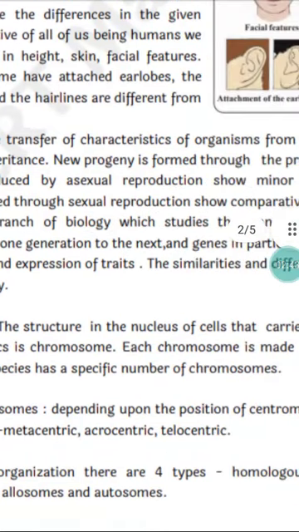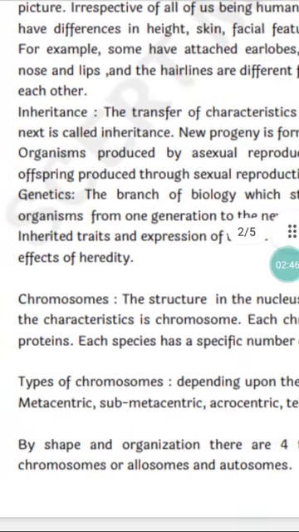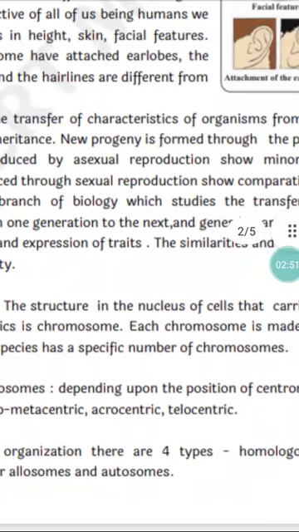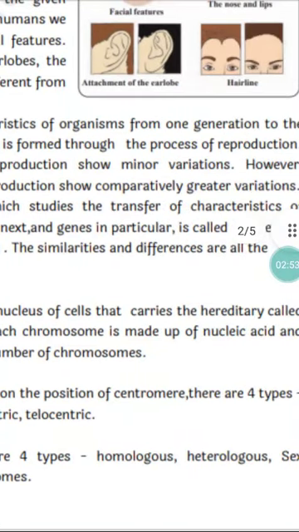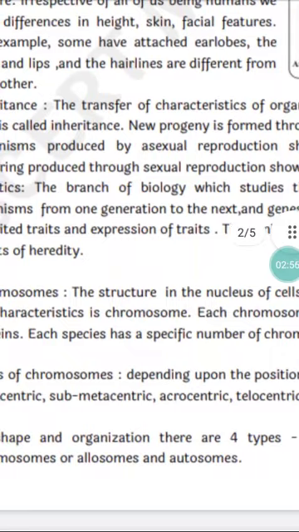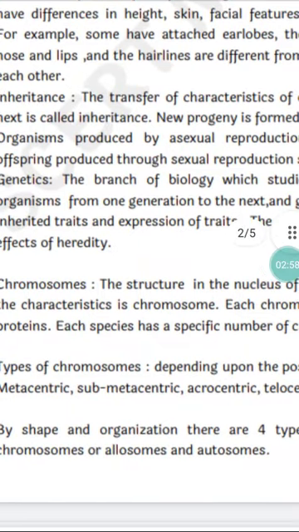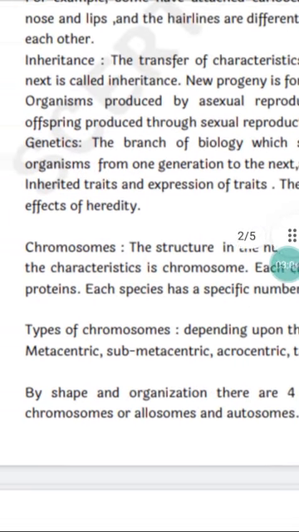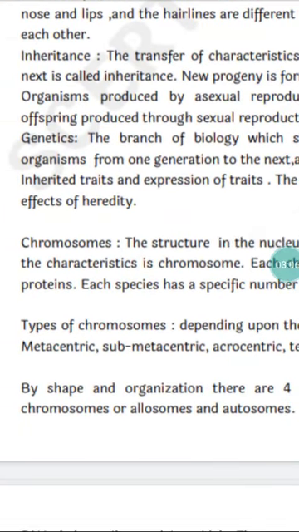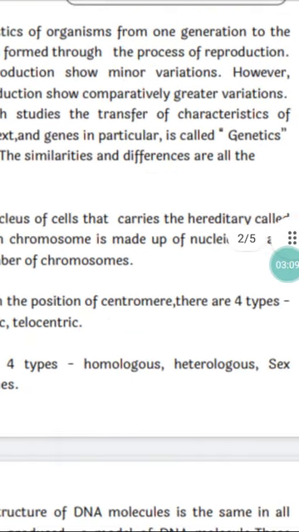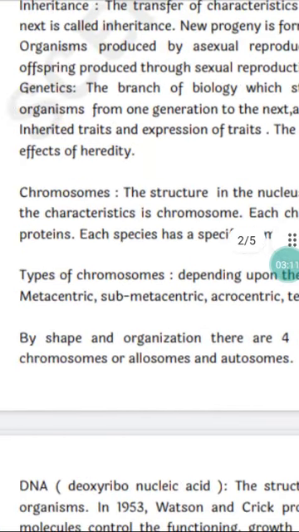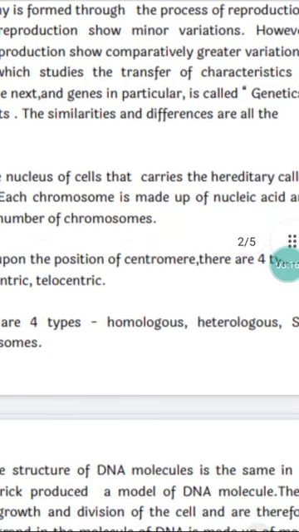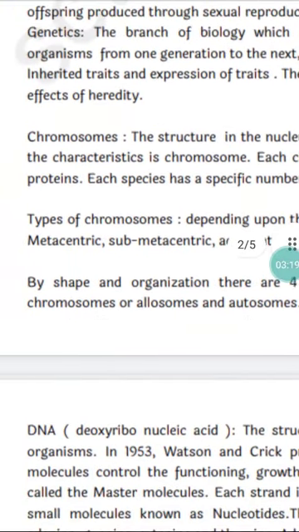New progeny is formed through the process of reproduction. Organisms produced by asexual reproduction show minor variation. However, the offspring produced through sexual reproduction show comparatively greater variations. Now, what is genetics? The branch of biology which studies the transfer of characteristics from one generation to the next, and genes in particular, is called genetics.